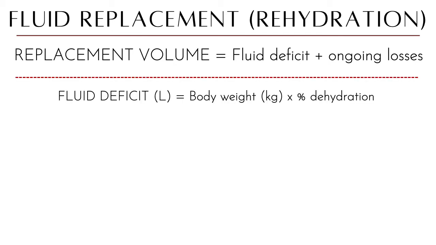This is why estimation of the percent dehydration is very important, okay? Because this will give you an idea. Is this an accurate count? Is this the most accurate count? No, but it is close, right? Basically, it's an estimation. So you take the body weight of the animal in kilos, and you multiply that by the percent dehydration. And the amount that you will get is in liters, all right? Don't forget, it is in liters, unit of measurement. And this should be given over 6 to 8 hours with isotonic crystalloids, all right?